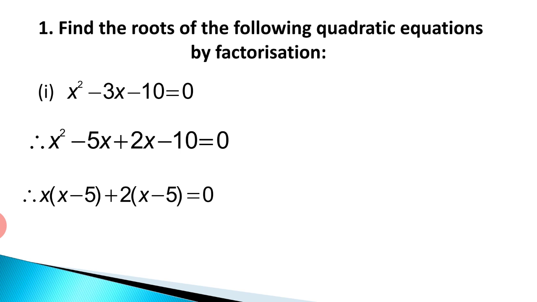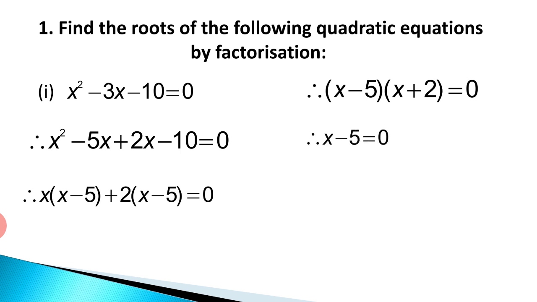Then you can take x common, so it will be x minus 5. And from the next two terms, 2 can be taken common. So again you get 2 into x minus 5 is equal to 0. So x minus 5 is common again. So it will be x minus 5 into x plus 2 is equal to 0. Now when product of two numbers is 0, either of the numbers is 0. So we equate each factor to 0.